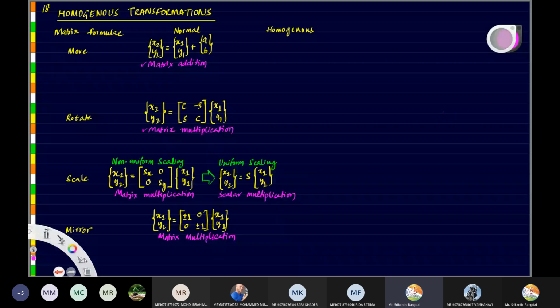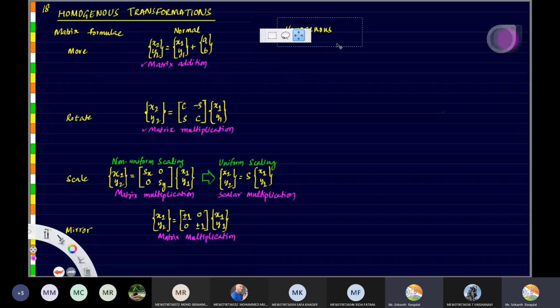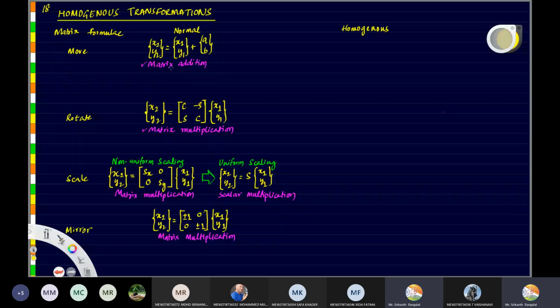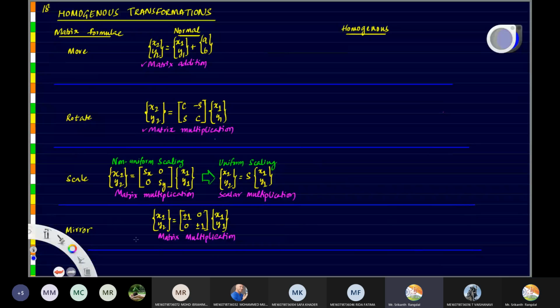What is that other system? Homogeneous. Homogeneous system. So now with the homogeneous system, you will find that the process becomes much simpler. So this is normal. This is homogeneous transformation. Fine. So now once again we'll be taking up the same formula we have to find once again, but instead of the normal method, we'll have to now find it for this method.